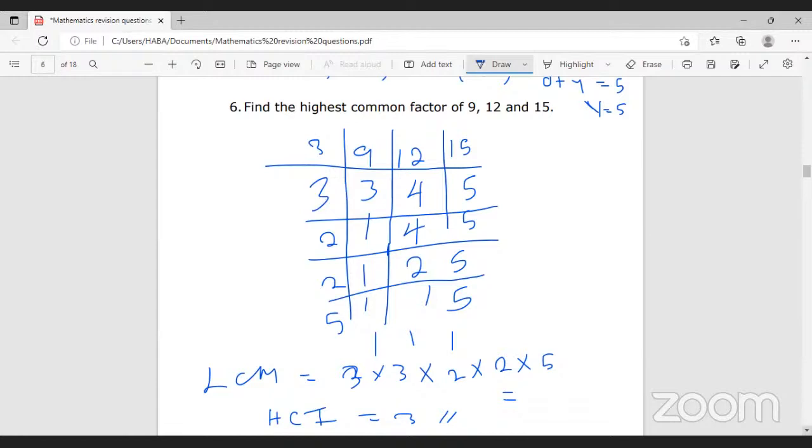So we continue. Highest common factor. It is HCF. Yes.